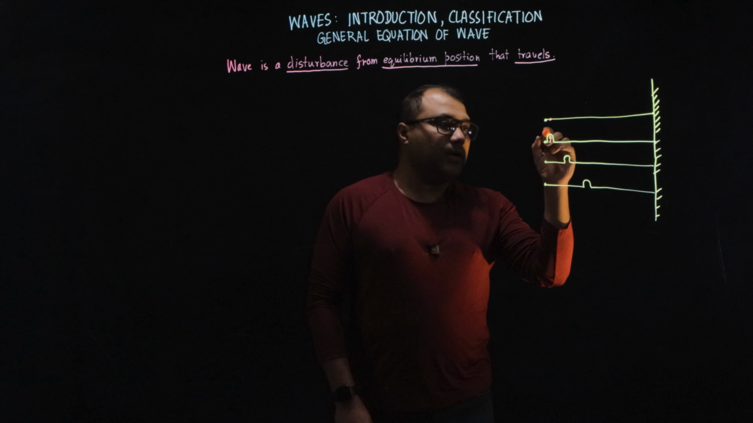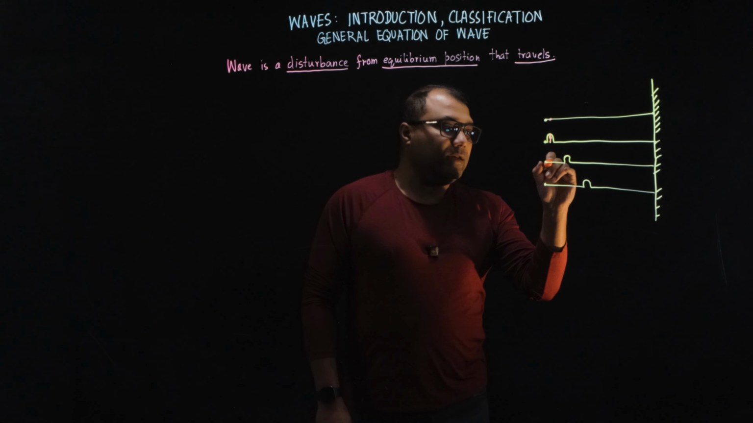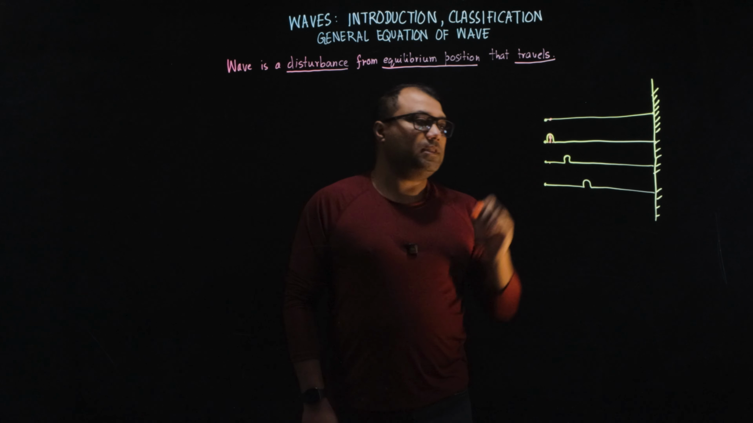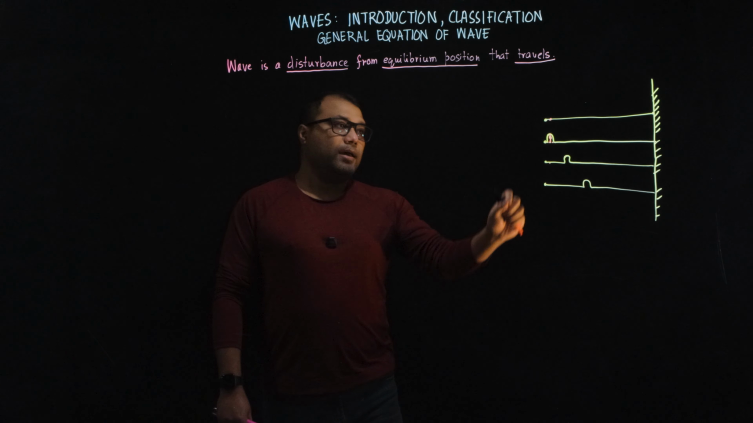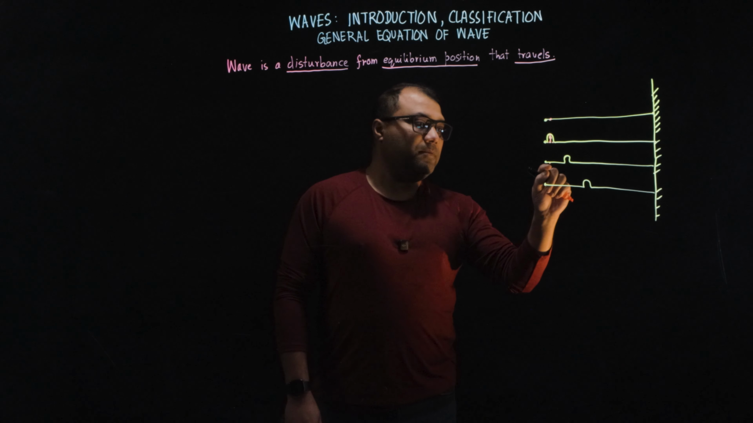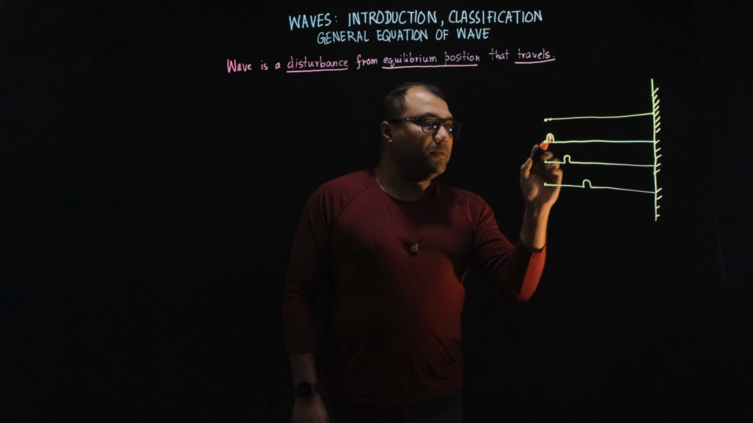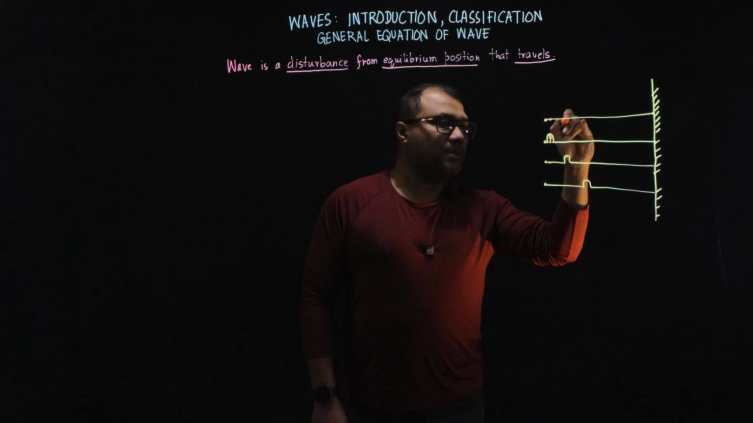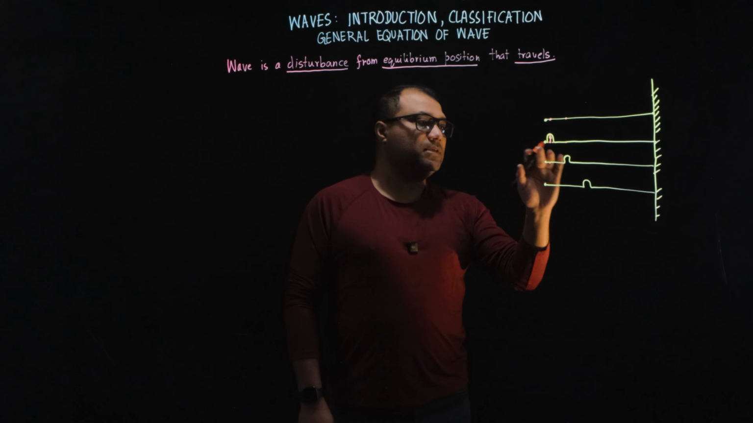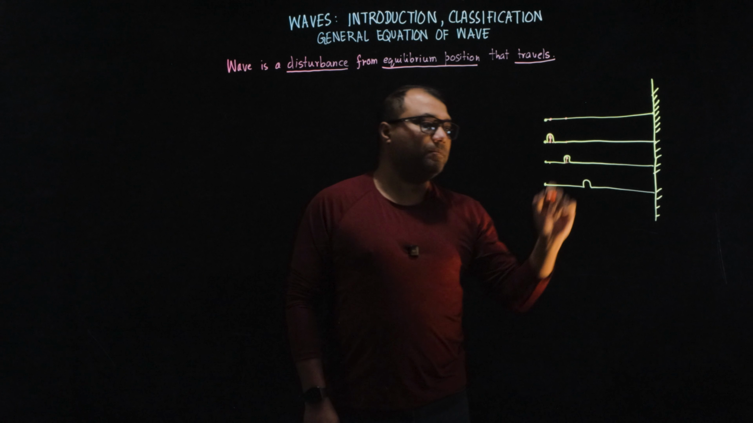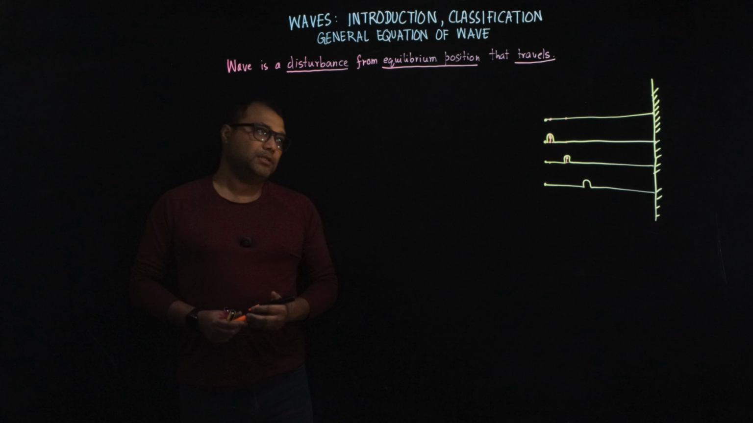But it does not stay like that. It comes back to its equilibrium position. So what is the equilibrium position? This is the equilibrium position. And there was a disturbance from the equilibrium position, and then it came back to its equilibrium position. But the disturbance did not stay there. It moved around. So which means there was a particle which was at equilibrium position at this time, but here now we have a displacement of that particle from the equilibrium position.